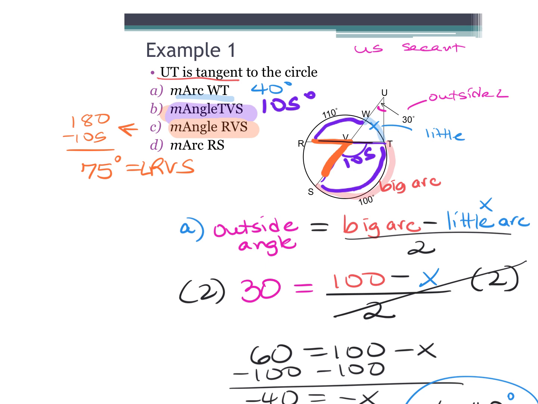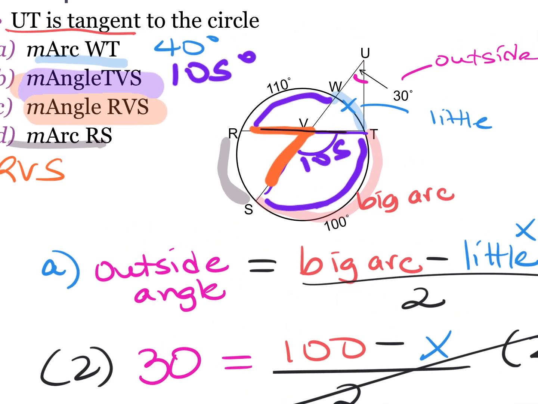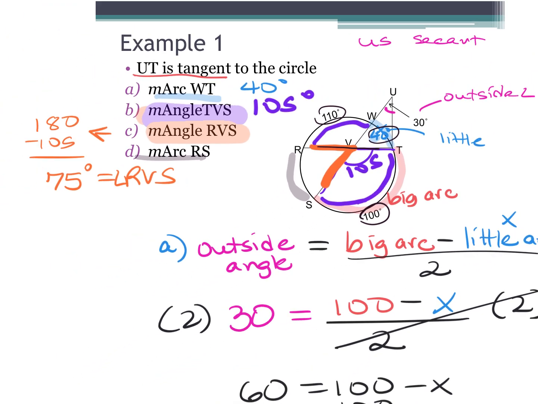And then the last part, they want me to find arc RS. Well, arc RS is right here. And if you look at your picture, we already have all the pieces of the arc except for that one. So probably the easiest way to find RS would be to add the 110, the 40, and the 100, and then subtract it from 360.